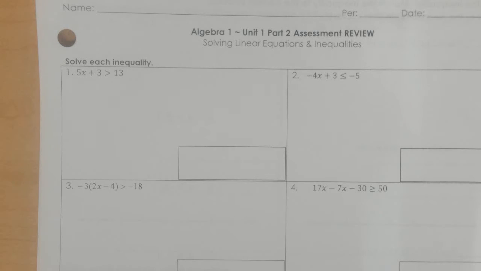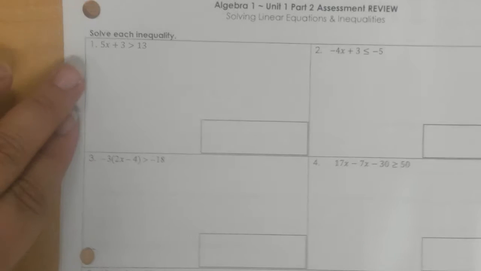For the first part of the review, you are just solving inequalities. And on these inequalities on the front page, you do not have to graph the answers. You just have to solve them. So for number 1, you just have a two-step inequality.